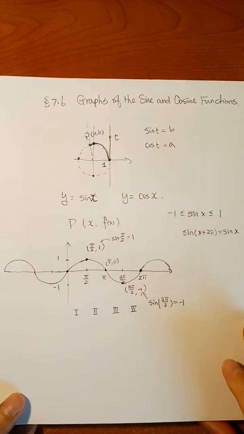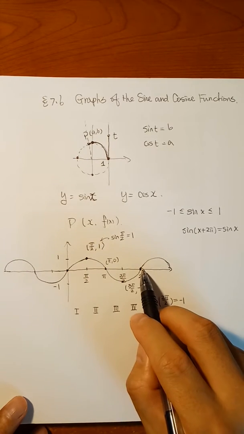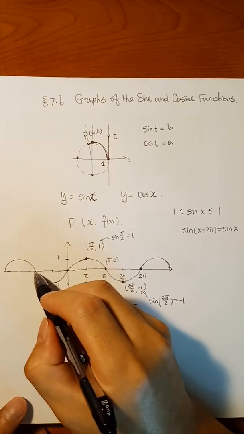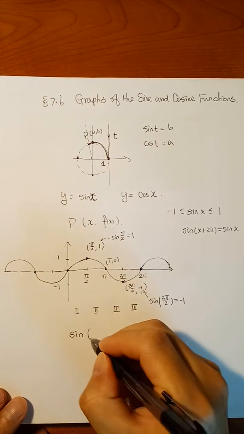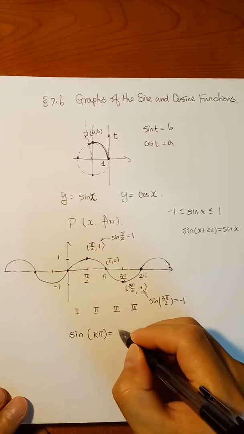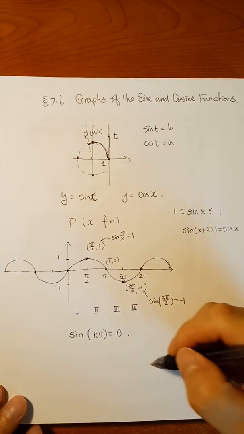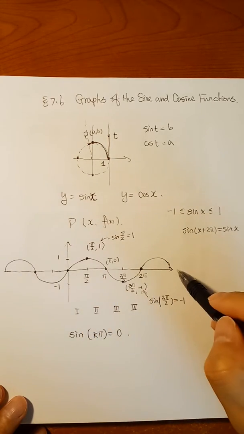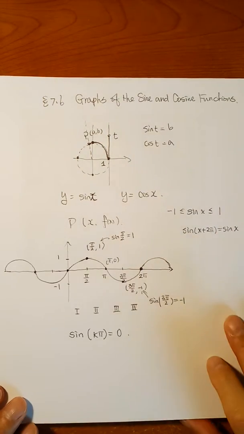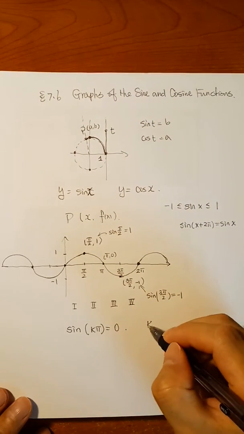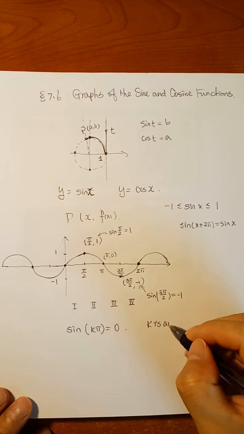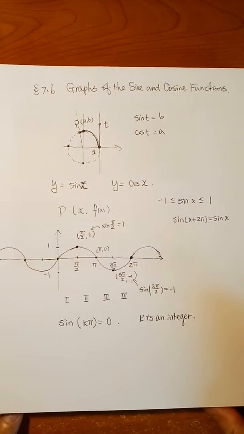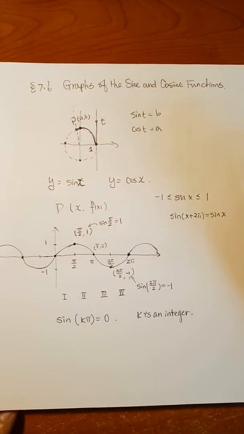And from here you will see that whenever you have multiples of pi, this is 0, pi, 2 pi, and here will be 3 pi. Here's negative pi. So sine of k pi is always 0. Sine 0, 1 copy of pi, 2 copies of pi, 3 copies, 4 copies, 5 copies. Whatever integer multiples, either positive or negative, sine of k pi is always 0.